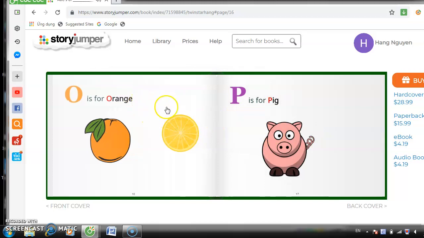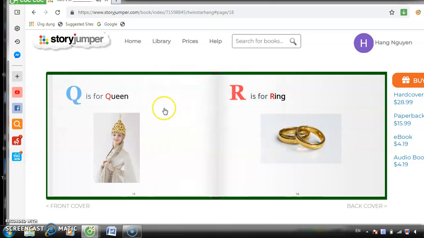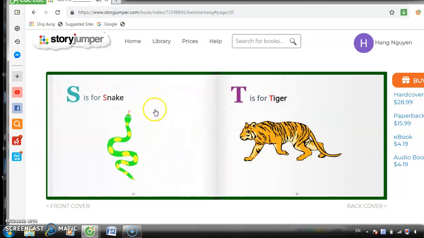O is for orange. P is for pig. Q is for queen. R is for ring. S is for snake. T is for tiger.